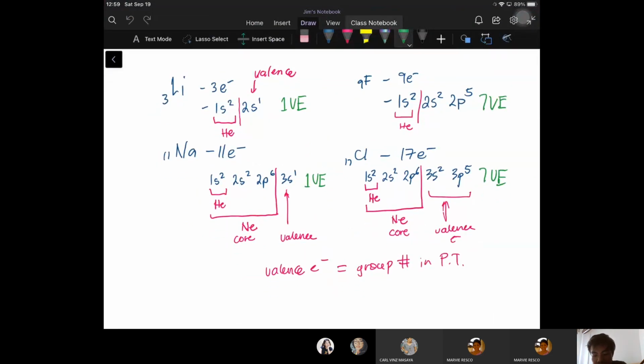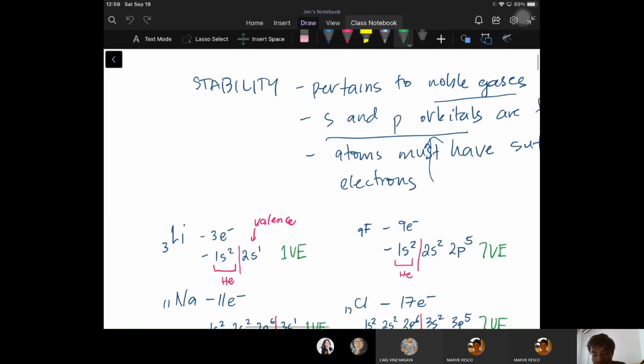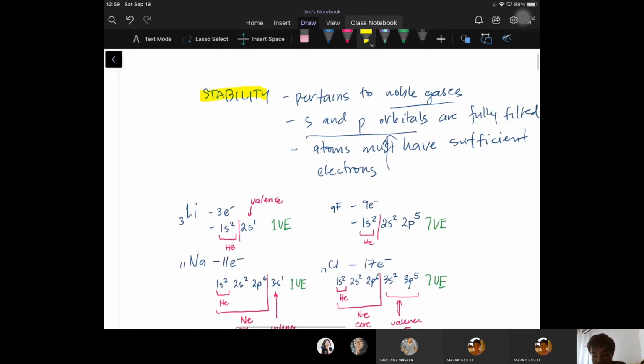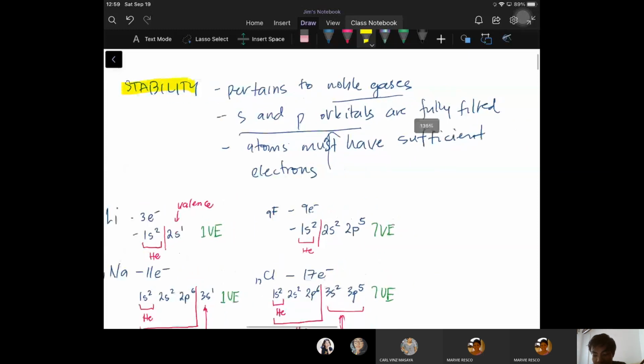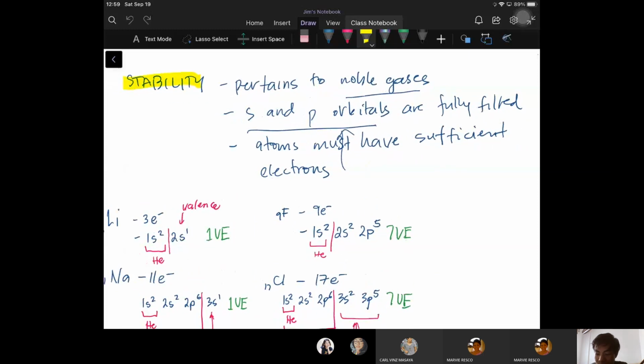Okay. So yan. So na-review natin yung ating electronic configuration. Ngayon, let's go back sa main topic. Ang topic kasi natin ay stability, no? Paano natin sinasabi na stable sila? Sinasabi natin na yung atoms, they should have sufficient electrons to imitate the noble gases, no? So, kailangan may enough electrons sila para gayahin yung sa noble gases, no?